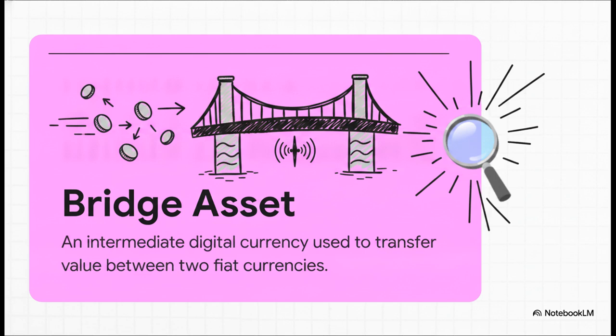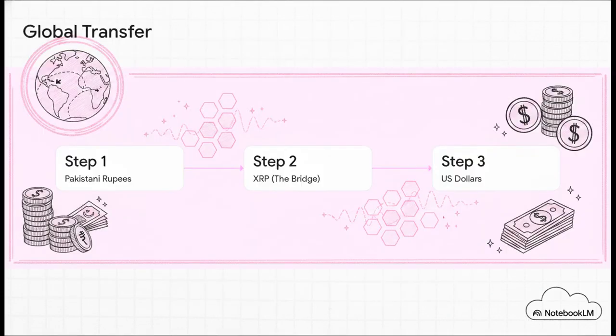Historically, banks have had to trap massive amounts of capital in pre-funded accounts all over the world just to facilitate cross-border transactions. XRP was designed expressly to eliminate that friction. It acts as an on-demand bridge to move global currencies efficiently without tying up all that essential capital. Let's trace how this actually works.